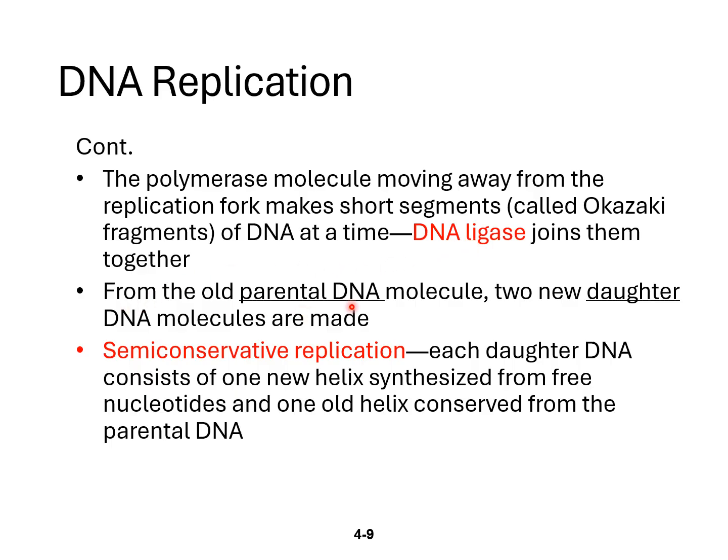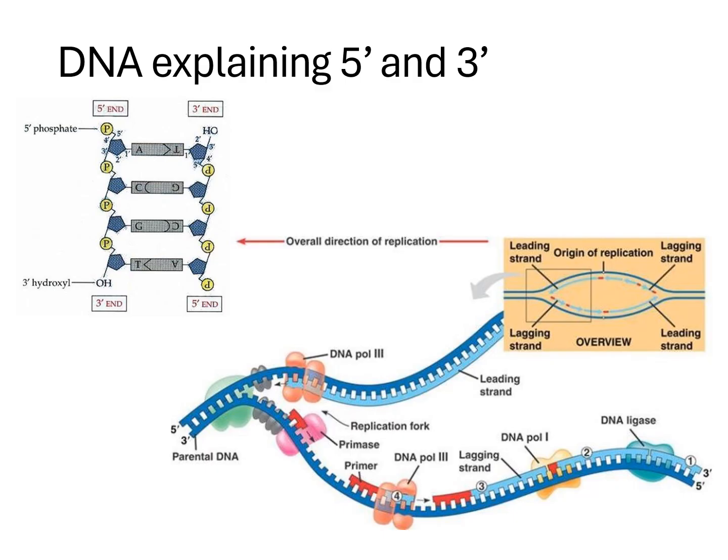And from the old parental DNA molecule, 2 new daughter DNA molecules are made, and this is called semi-conservative replication because you have a new strand that's brand new, that's based off of the older one. So each daughter molecule has 1 new strand synthesized from free nucleotides and 1 old strand from the parental DNA. Let's take a look. So if you're wondering what 3' and 5' is, it's just the sugar.